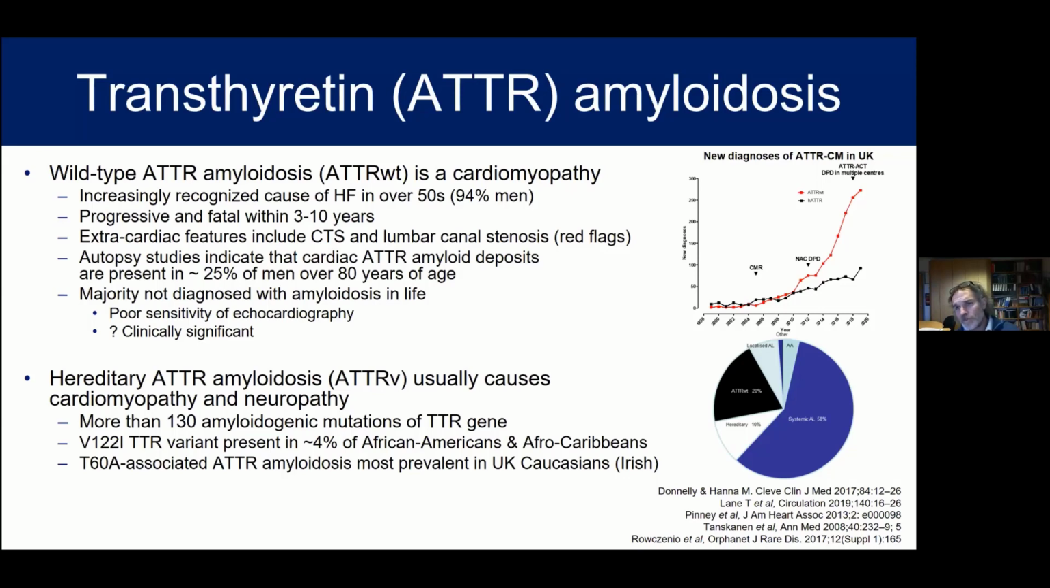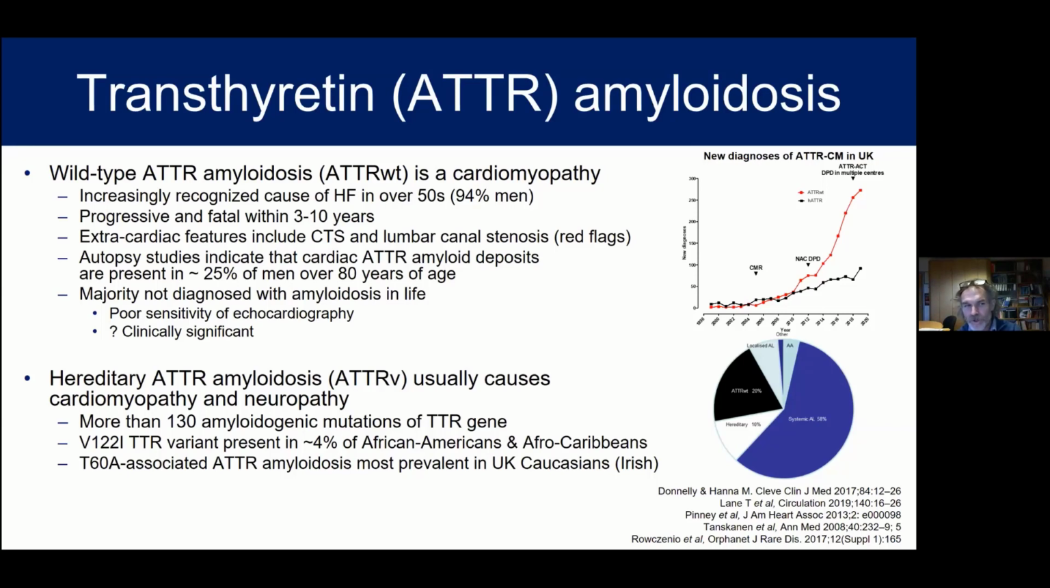This condition, which was previously thought to be exceptionally rare, is being diagnosed left, right, and center in older individuals who present with heart failure. It's progressive and fatal over the course of 3 to 10 years. There are a number of extra cardiac features, but the phenotype is very much dominated by the cardiomyopathy. A pretty interesting statistic is that autopsy studies indicate that cardiac ATTR amyloid deposits are present in up to 25% of men over the age of 80.